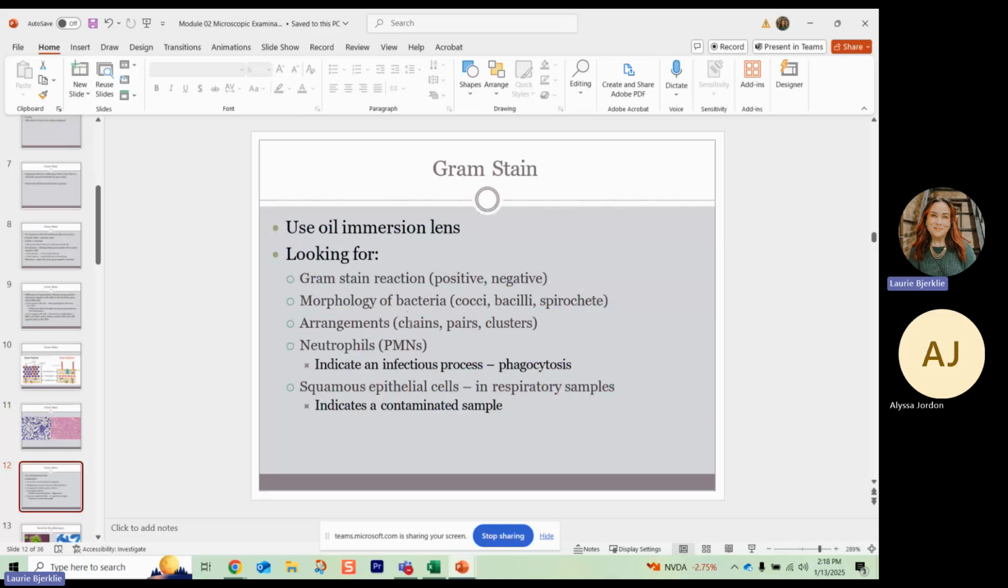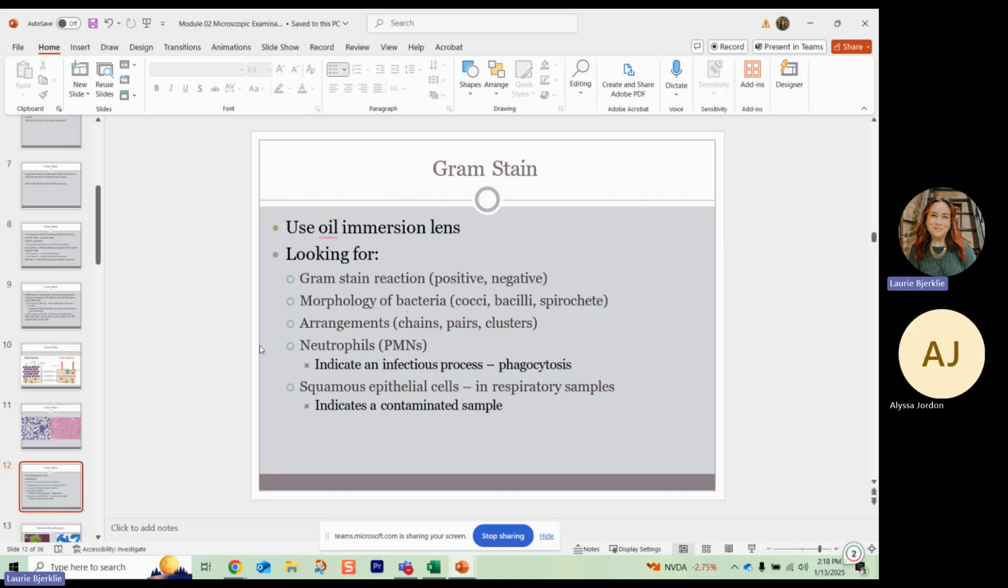Sometimes you might report that. As we learn the different organisms, you'll start to hear about those special characteristics they might have. If you're looking at certain samples like a sputum, we definitely want to note if there's neutrophils present, because that again indicates there's an infection happening, a bacterial infection. Neutrophils' job is to phagocytize bacteria, eat them up and kill them off.